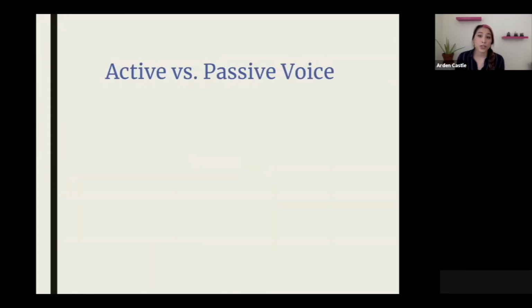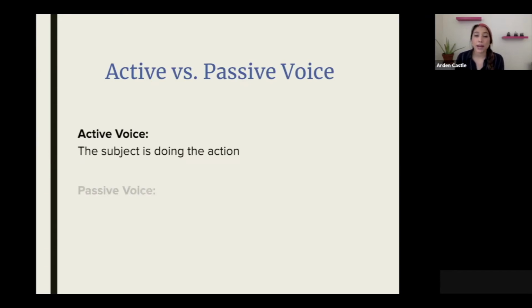Sentences in active voice are more concise than those in passive voice because fewer words are required to express action. Using active voice makes your meaning clear for readers and keeps the sentences from becoming too complicated or wordy. With passive voice, the subject is being acted upon. With active voice, the subject is doing the action.